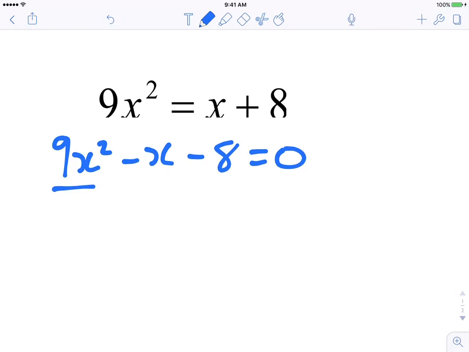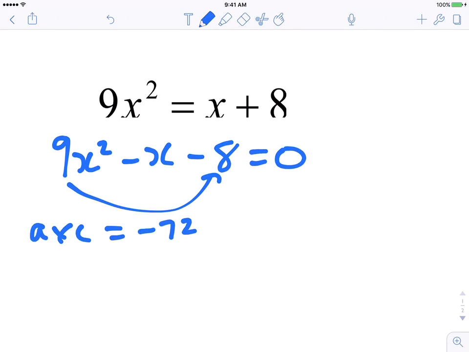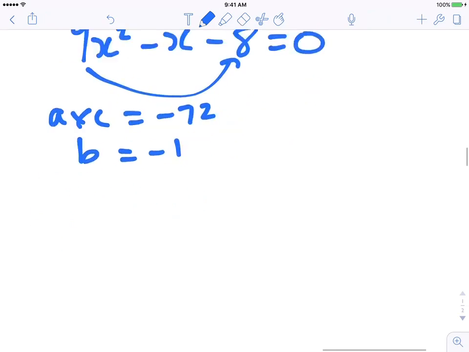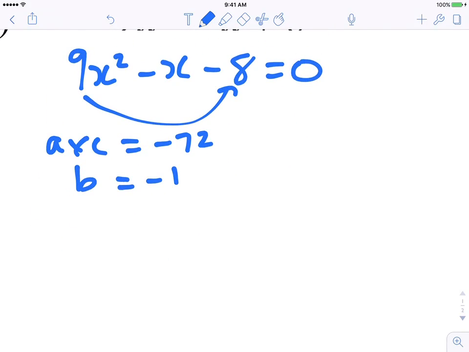There is not. So what we're going to do here is try and multiply the 9 times 8, because there's no greatest common factor. The next thing we're going to do is look at 9 times 8, or a times c, which is negative 72. We're looking for two numbers that multiply to 72 and have a sum of b, which is negative 1. Well, 9 times 8 is 72. So if 9 times 8 is 72, and we want a sum of negative 1, we can have a negative 9 times a positive 8.